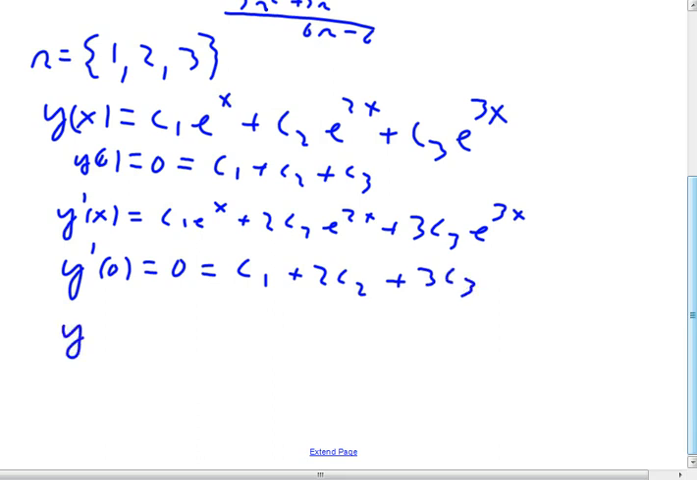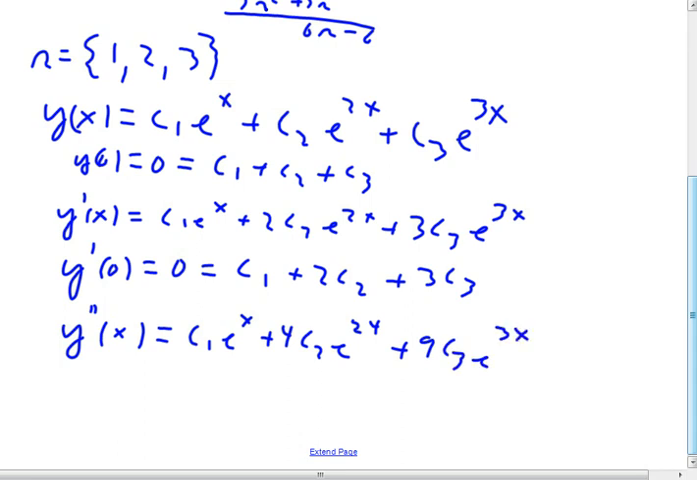y double prime of x is C1 e to the x plus 4 C2 e to the 2x plus 9 C3 e to the 3x. y double prime at 0 is 3, which is C1 plus 4 C2 plus 9 C3.